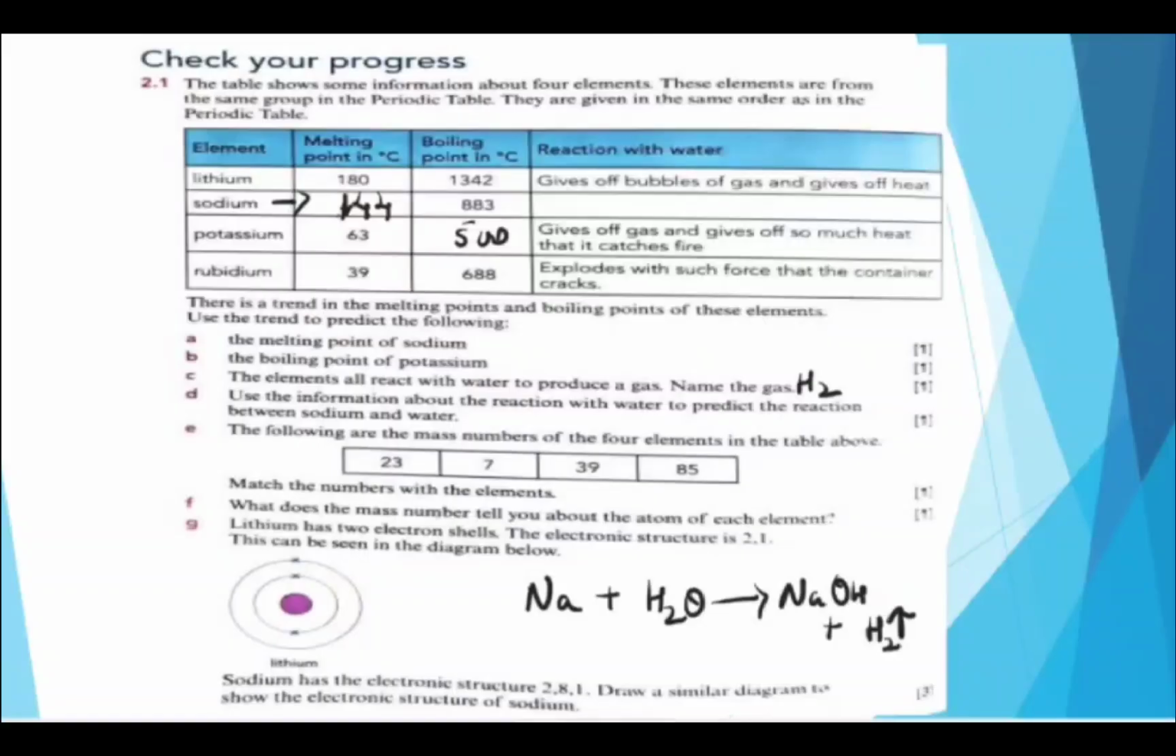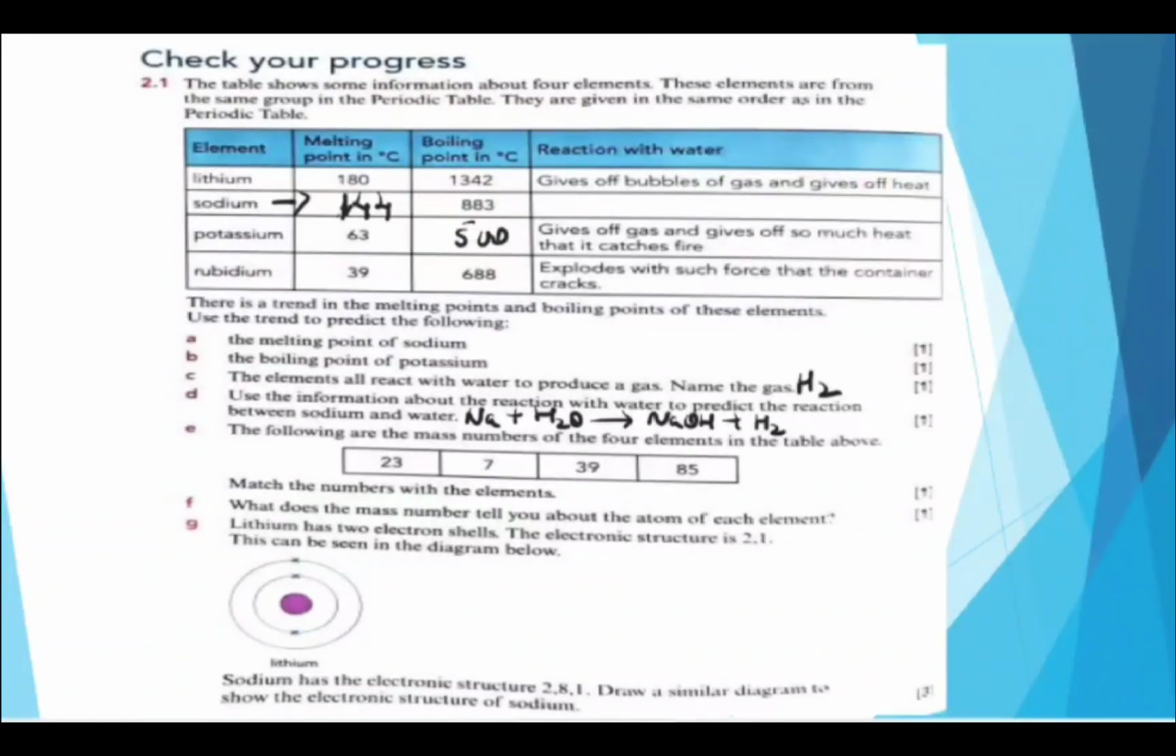Okay, the following, I'm doing the E1. Should I write it in small out here? Na plus H2O gives me NaOH, which is sodium hydroxide, plus H2 gas. Okay.